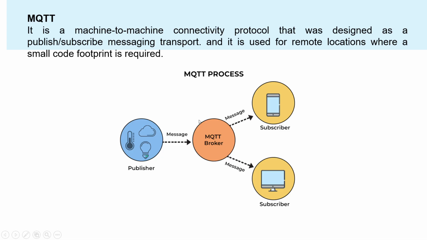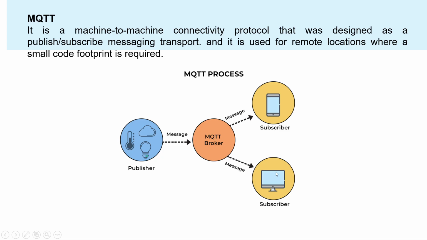And in this MQTT process, in the middle there will be an MQTT broker. Publisher publishes the message to the MQTT broker, and these subscribers, nothing but these clients, will be subscribed to the MQTT broker.